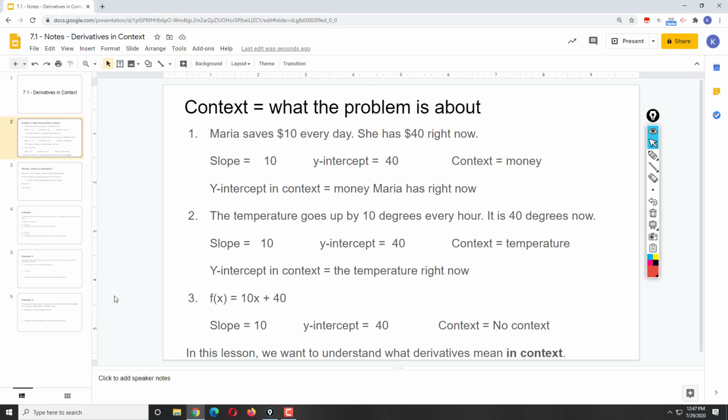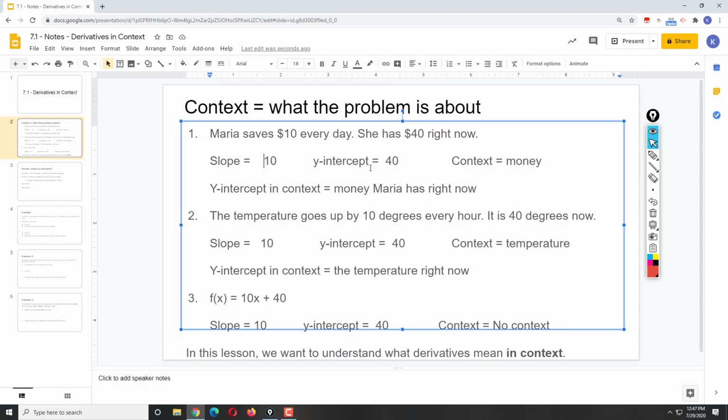Notice that the math for all three problems is the same. Slope is 10, y-intercept is 40. But each problem has a different context. 1 is about money, 2 is about temperature, 3 is about nothing. Okay? So in this lesson, we want to understand what functions and their derivatives mean in context.